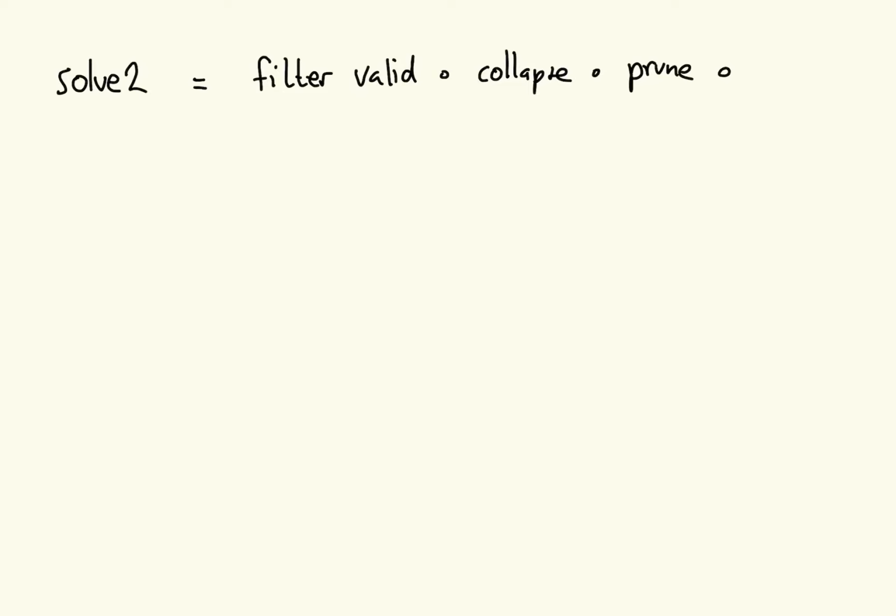Okay, so we've got the idea of pruning now. Now we can define a new Sudoku solver. So let me define our second Sudoku solver. I'll call it solve2, and it's going to be defined very similarly to before. It's going to be filter valid after collapse, after prune, after choices. So it's a big function composition again, except what we've done now is we've introduced our pruning helper function here between the choices function and the collapse function.